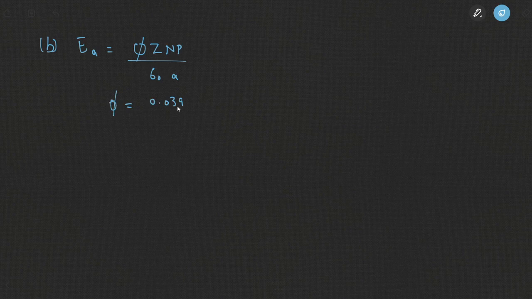Now second, you have to find out the induced EMF, EA. Since you have been given N in RPM, you'll be using this formula, phi ZNP divided by 60A. Phi has been given to you, 0.039 Webers, and we have been given N, the speed of this machine, 400 RPM. We have been given P equal to 6. A we have just now calculated is equal to 12.